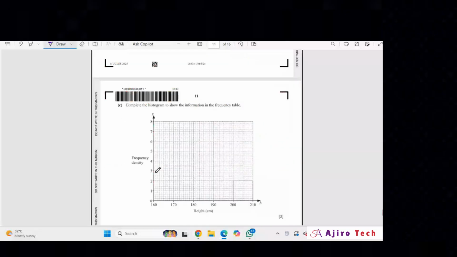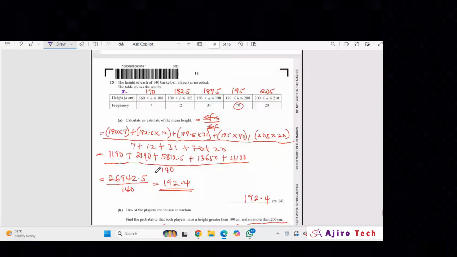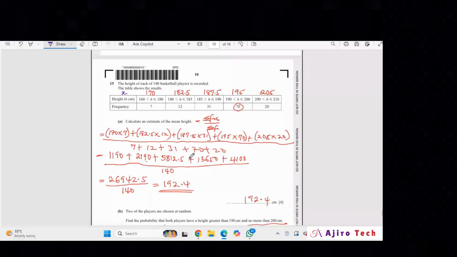Now, we are going to look at this one. We are going to complete the histogram. That is what they asked us to do here. Now, how do we complete this histogram? It's simple. We need this table. And for us to get this table, I'm going to do a lot of things here. We need to get what we call class width.